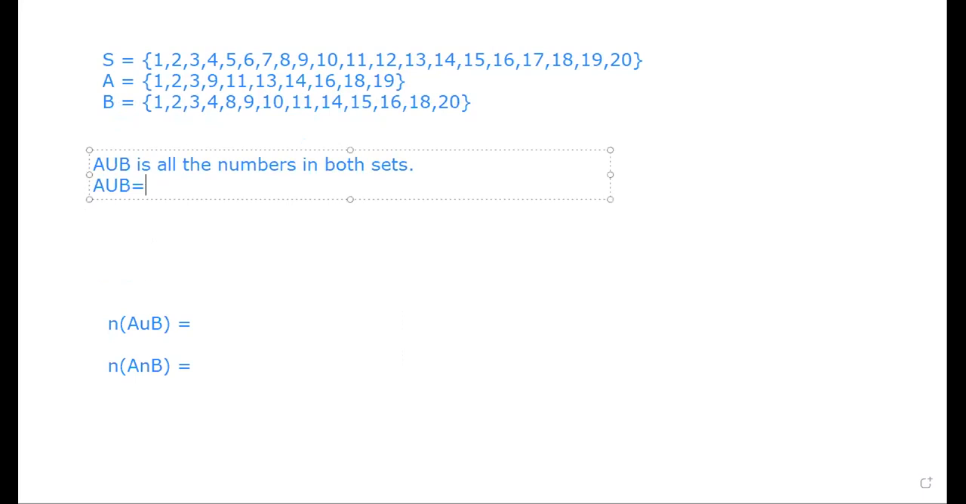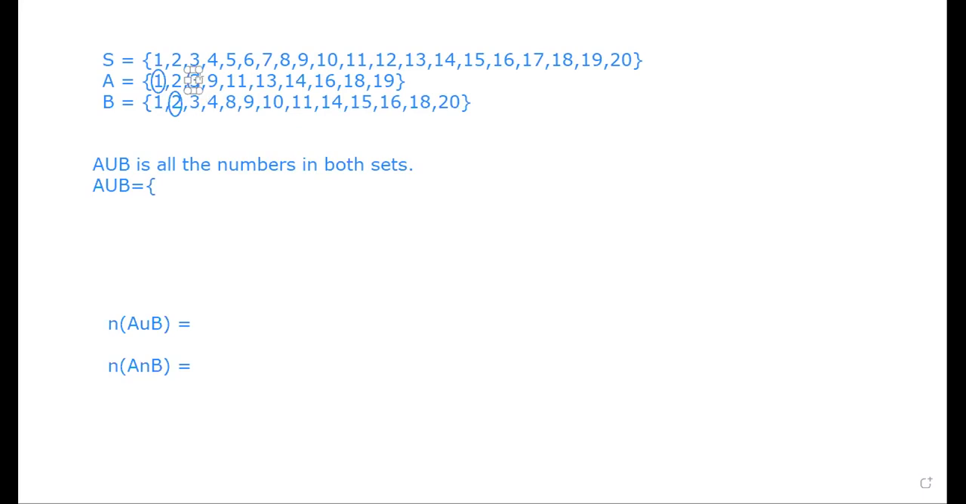So what I want to do at this point, since I made that mistake, is go through and see which ones are the same in both. So I'm going to draw a little circle around ones that are in both. So one, that makes sense that way. One, two, three.